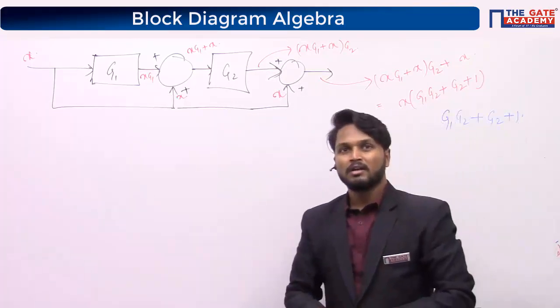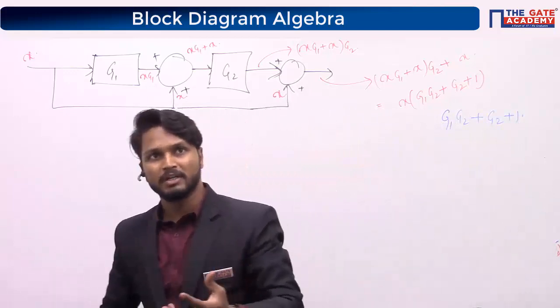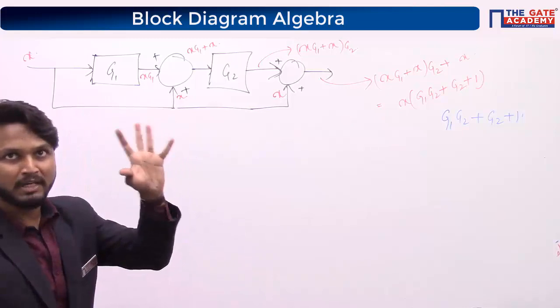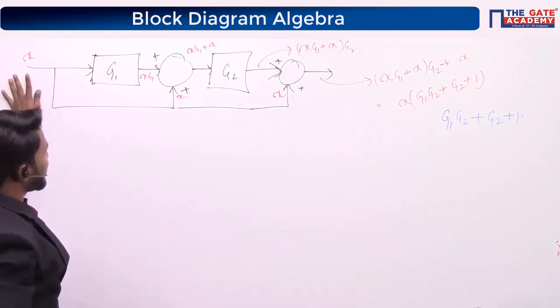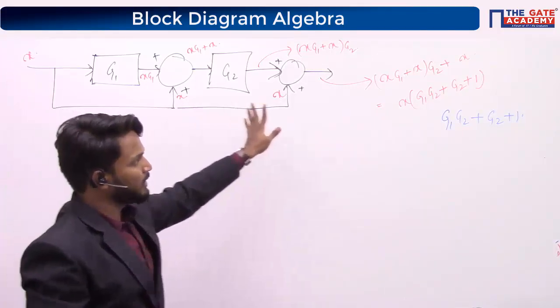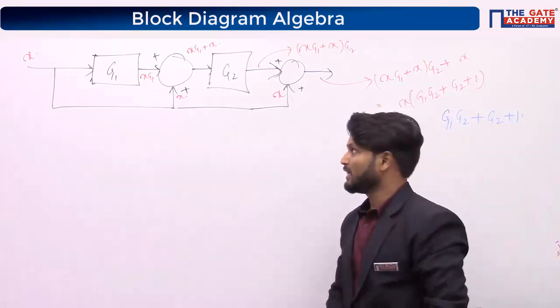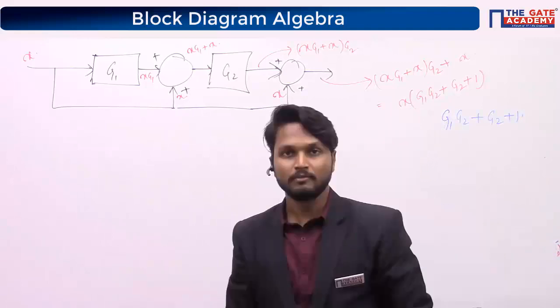We'll use other simplification methods also. So this approach is very important, as I've said. Giving a random signal, obtaining the output and calculating the ratio of output to input, that is also very important. Is it clear? Right.